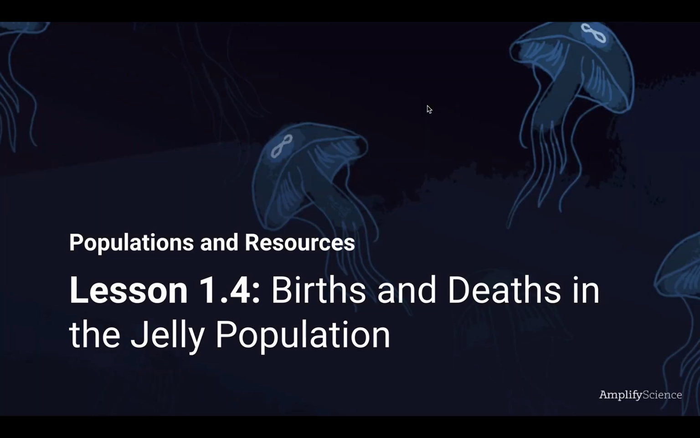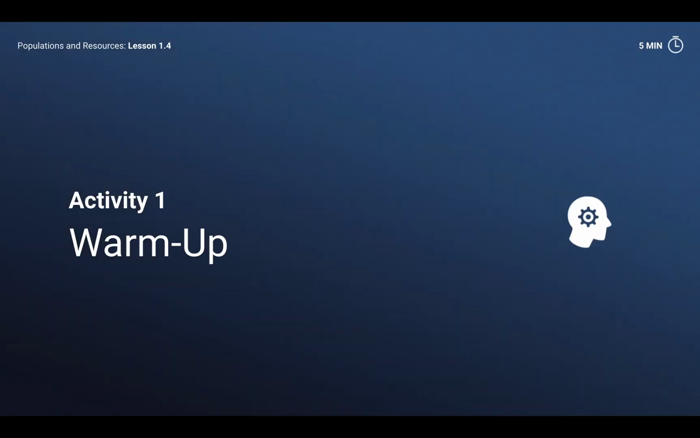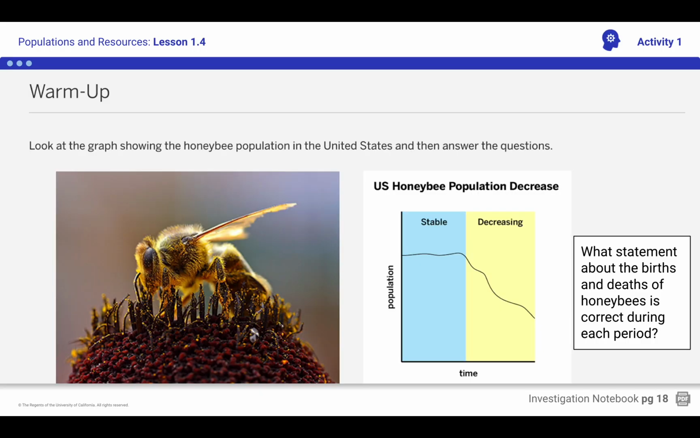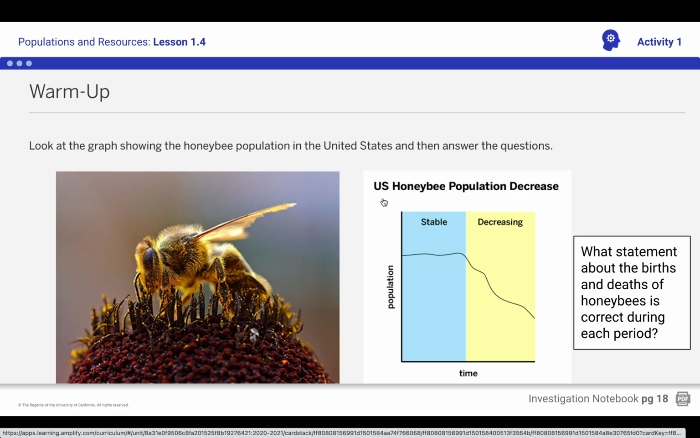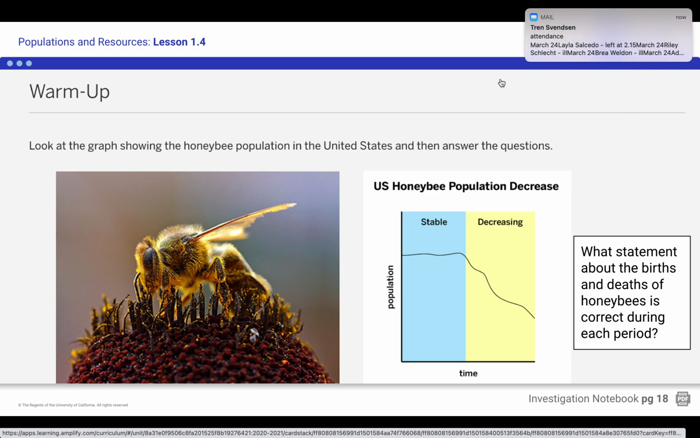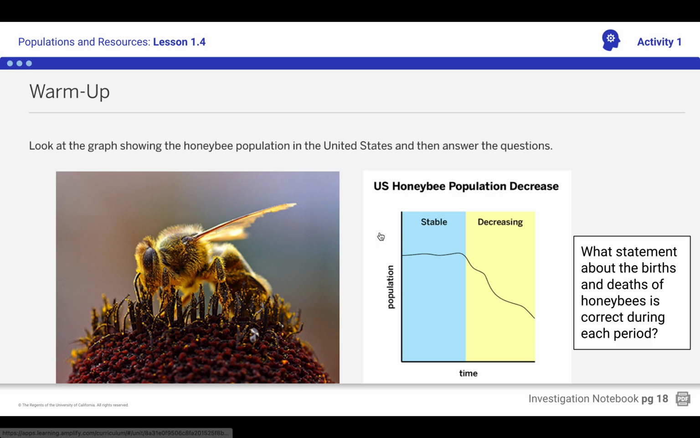Okay, you guys, let's go ahead and get started with lesson 1.4, and we're going to start with our warm-up. We've got a graph that shows honeybee population in the United States, and I want you guys to answer the question below. If I don't teach you anything, if you don't learn anything this year except for this one thing, then please learn this. Anytime you're given a graph, please make sure that you're not trying to figure out what this means before you read the title of the graph or the data chart and the title of the X and the Y axis.